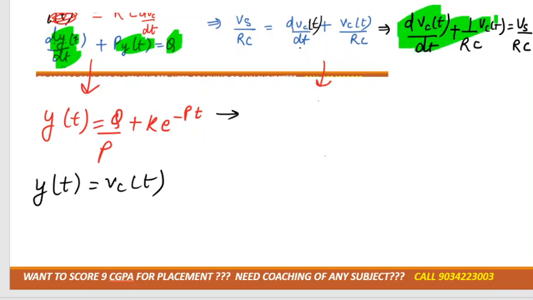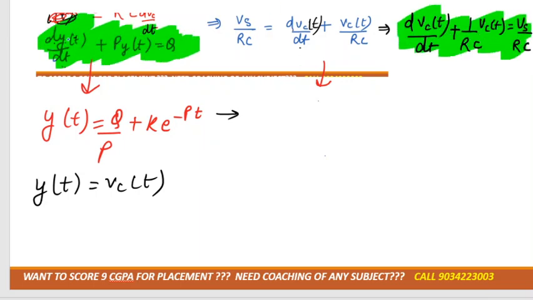Now compare this one with this one. Instead of y of t, we are having Vc of t, yes or no? Now p is equal to how much? y of t is Vc of t, so p is how much? 1 over RC, and q is how much? If we compare, that is Vs over RC, correct? Clear?